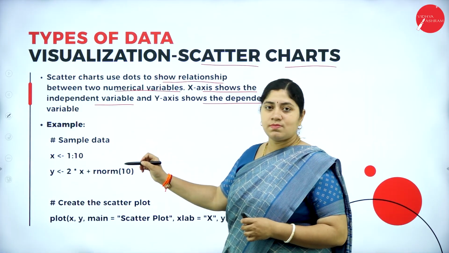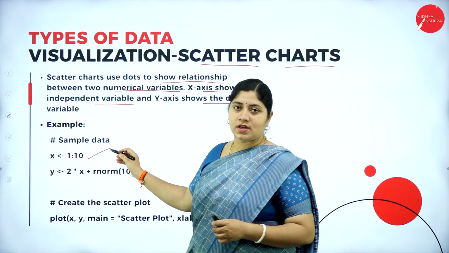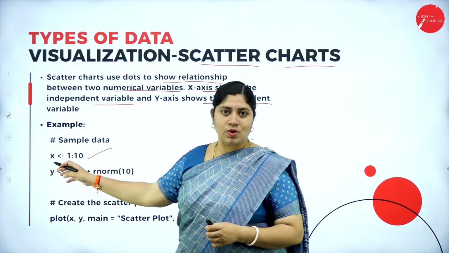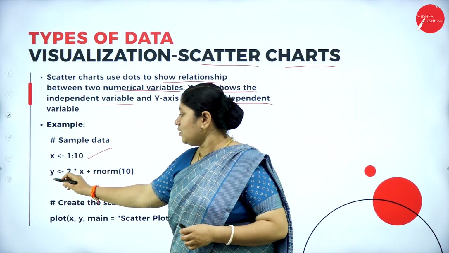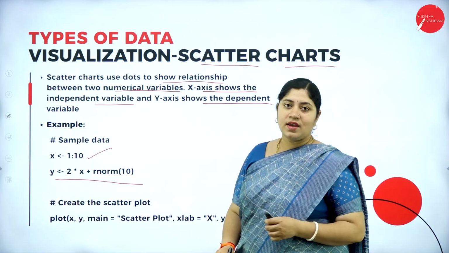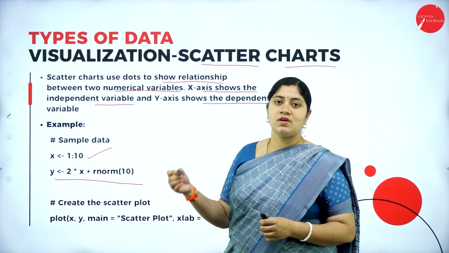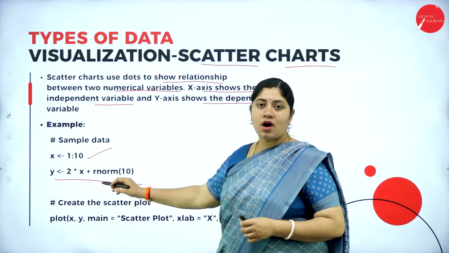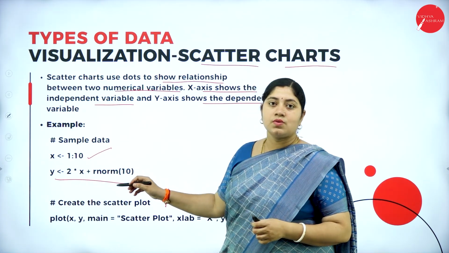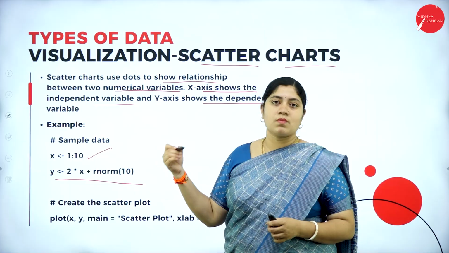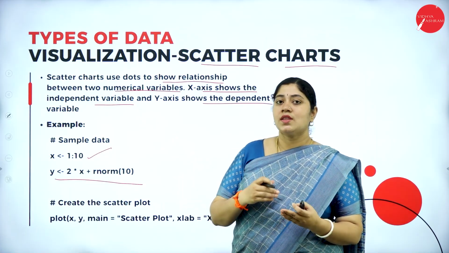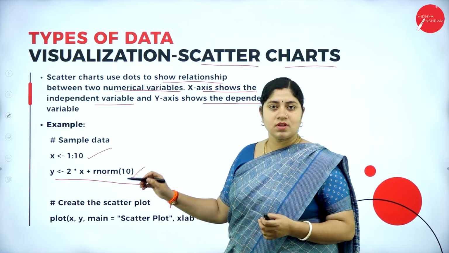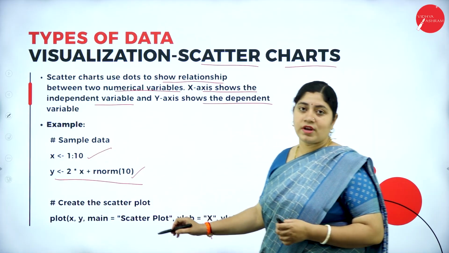Now let's see a simple example. I'm defining data by assigning 1 to 10 into x. I'm loading that. Then in y, I'm representing an equation, that's 2 times x plus rnorm of 10. So rnorm is nothing but the normal distribution, or we can also say the random normal distribution. Then we are creating the scatter plot.